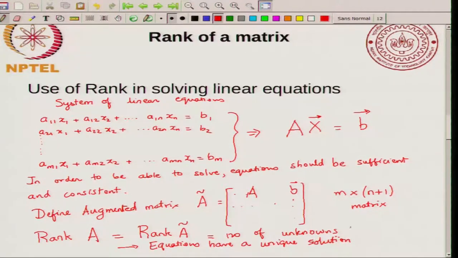In other words, you can say the rank is equal to the minimum of m and n, whichever is less between m and n. Then you can be sure that the equations have a unique solution. This is a very powerful result because you can determine the rank of A and the rank of A tilde fairly easily just by checking for linear independence, and you can use this to say whether your equations are consistent, and whether they have one solution.